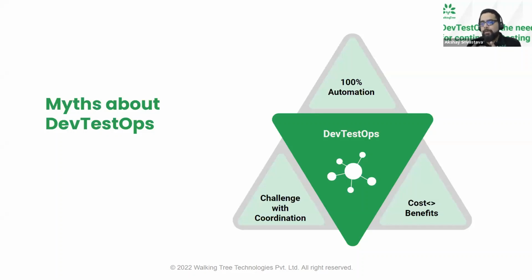So the reason why we want to really bring it out here is for all of us to understand that that is not the case. 100% automation is not possible. There will always be some aspect of testing that will remain manual. But DevTestOps will definitely help to increase efficiencies significantly by automating most of the delivery pipeline.